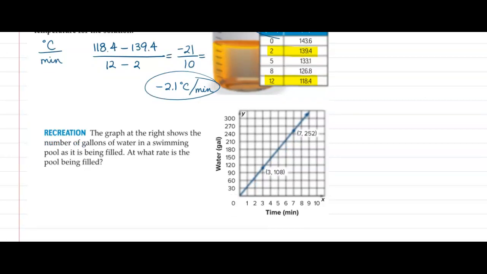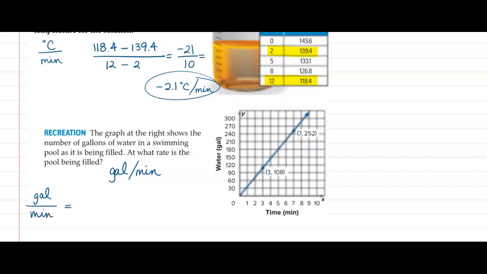All right, let's take a look at the next example. Now we are looking at a graph of a line talking about a swimming pool being filled. And we want to know the rate that the pool is being filled. How many gallons per minute? That's our rate. Gallons per minute is this pool filling. So when we think about the gallons, we want to look at how the gallons are changing over how the minutes are changing.